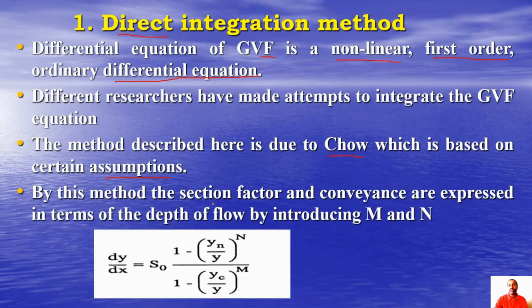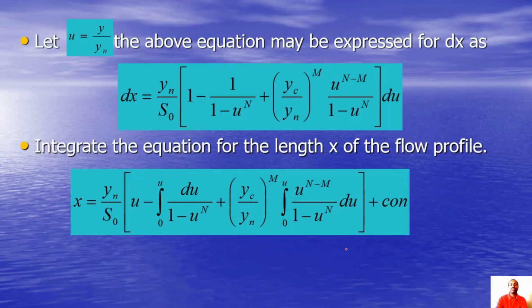So by this method, the section factor Z and the conveyance K are expressed in terms of the depth of the flow by introducing these exponents, M and N. This is the general equation for the direct integration method. So we have to determine the conveyance of the channel, and then we have to calculate normal depths and depths of the flow. Let U, for example, be Y over Yn.